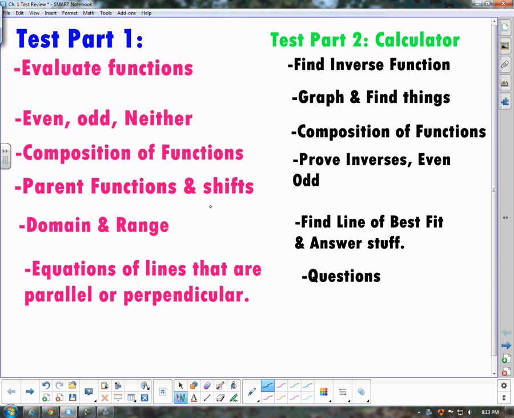For the second part of the test, you get to use your graphing calculator. Lots of things are going to be similar to what you did in the first part. You're going to have to find inverses, graph and find some things, deal with the composition of functions. You'll need to prove some inverses, prove that things are odd or even, and then you'll have some questions about other things and also finding the line of best fit between some data and then answering some questions about that.